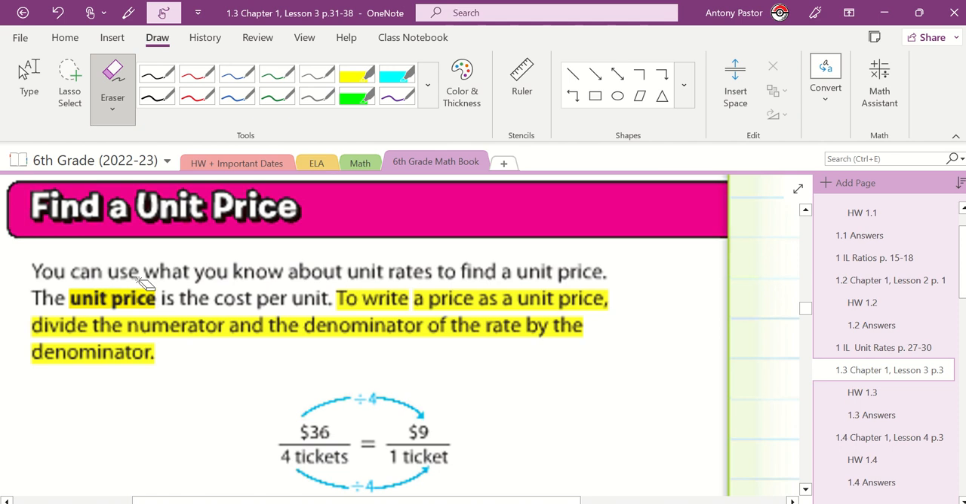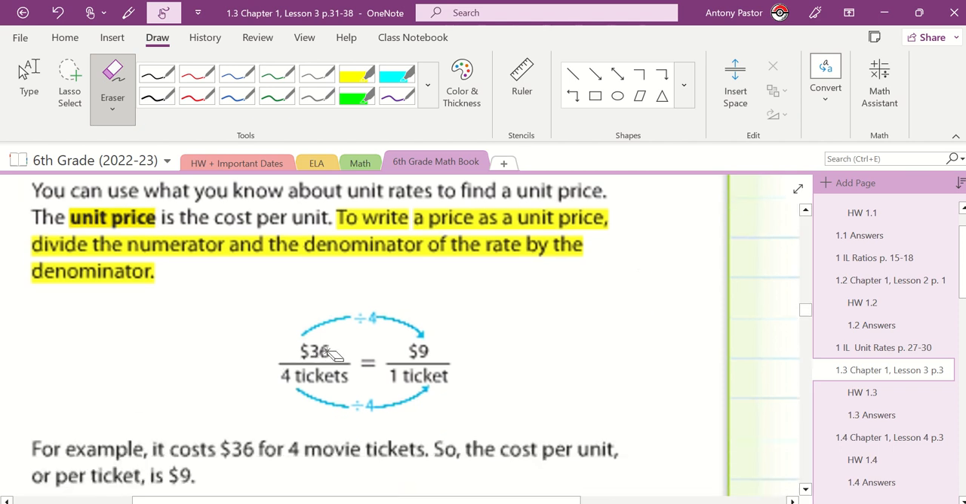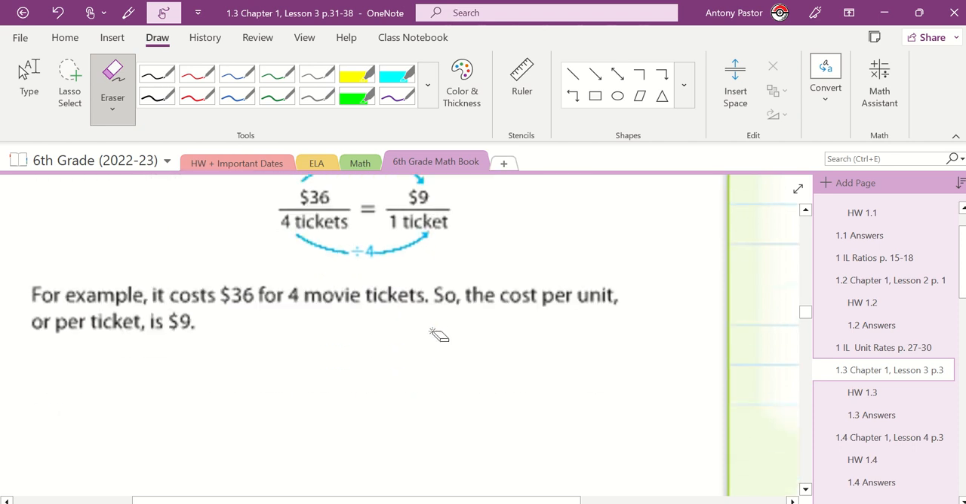You can use what you know about unit rates to find a unit price. The unit price is the cost per unit. To write a price as a unit price, divide the numerator and denominator by the denominator of the rate. So this is still the same idea as unit rate, but this is going to deal with money because the word price is in it. The example here is $36 for 4 tickets. If I divided these by 4 to find out what one ticket costs, 36 divided by 4 is 9. So each ticket costs $9.